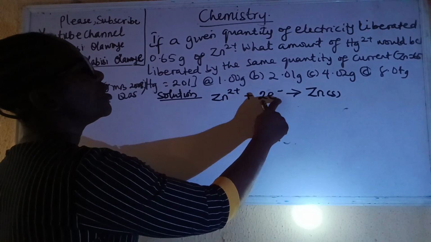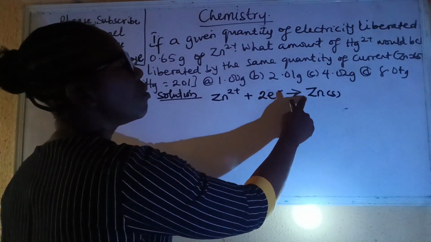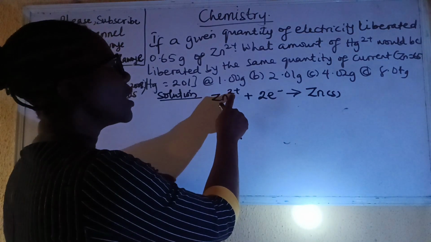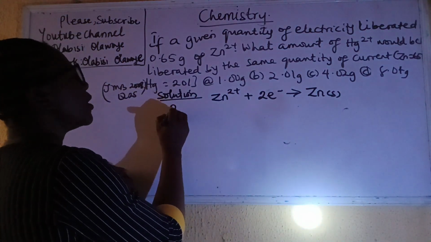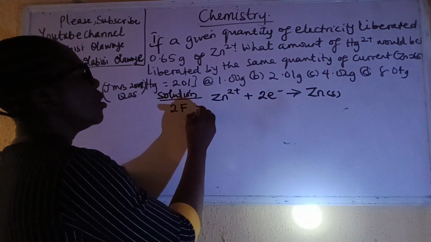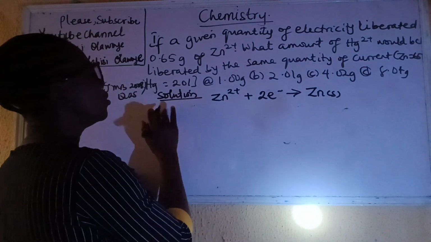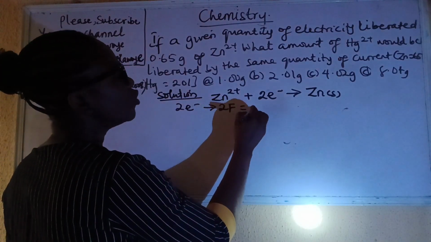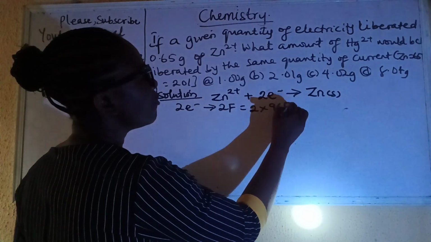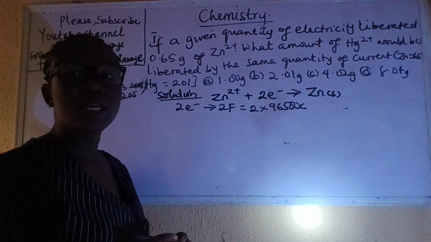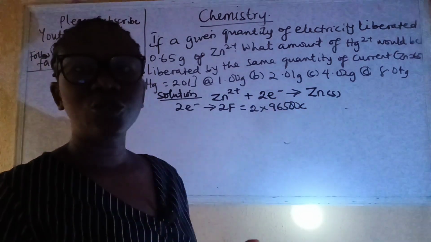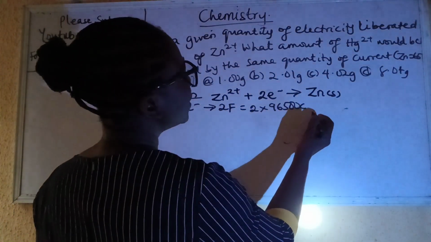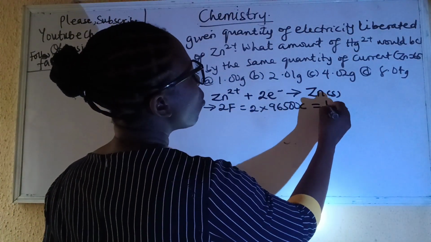It means that 2 Faradays is required to produce 1 mole of zinc from this equation, because zinc carries +2. And 2 Faradays is equivalent to 2 moles of electrons, which is also equivalent to 2 multiplied by 96,500 coulombs, since 1 Faraday is equivalent to 1 mole of electron, which is also 96,500 coulombs. So 2 multiplied by 96,500 produces 1 mole of zinc.